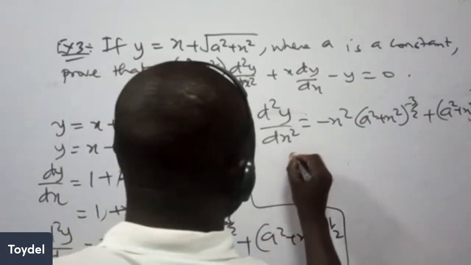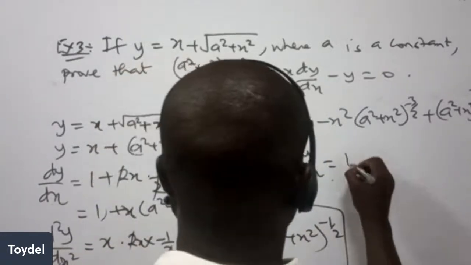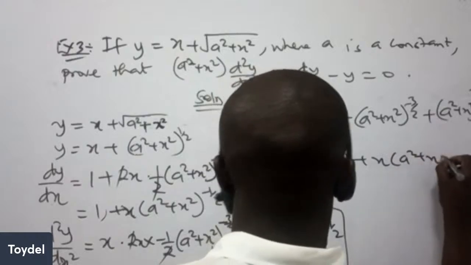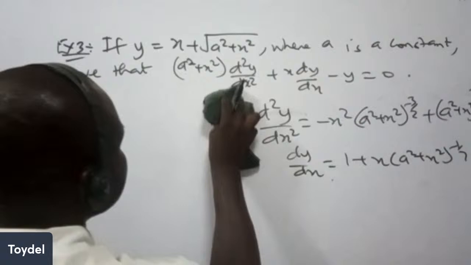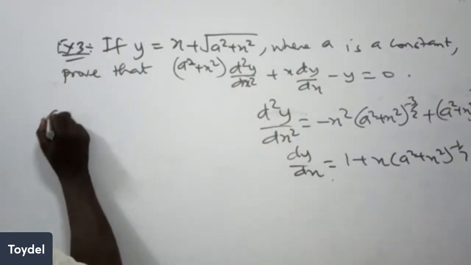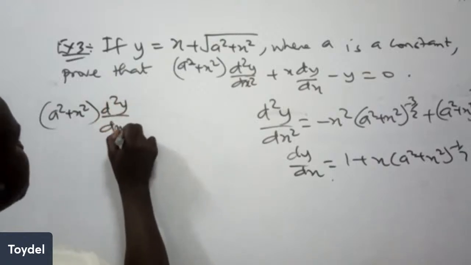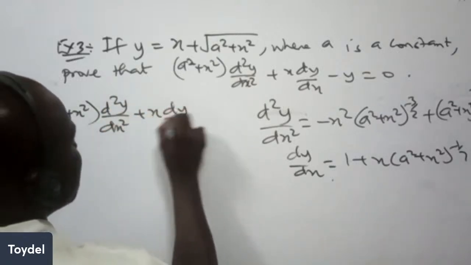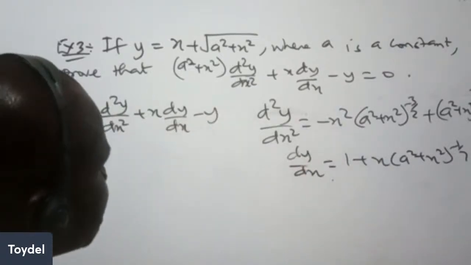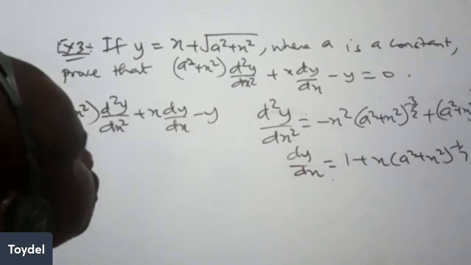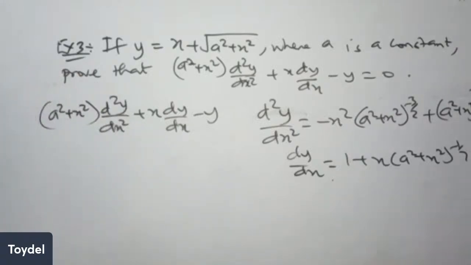So let me write the value of dy/ds here. dy/ds is given as (1 + x)(a² + s²)^(-1/2). So now let's go ahead and show what we are asked to show. We are asked to show that (a² + s²) d²y/ds² + x dy/ds - y is equal to 0. That's what we want to show. So how do we show that? That's what we are about to do now.